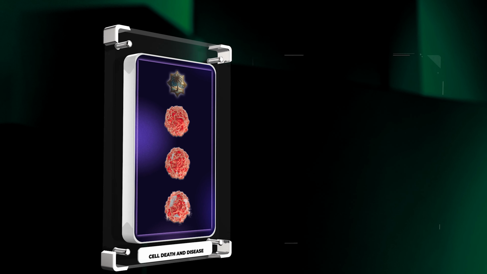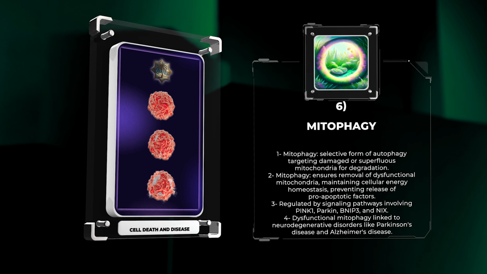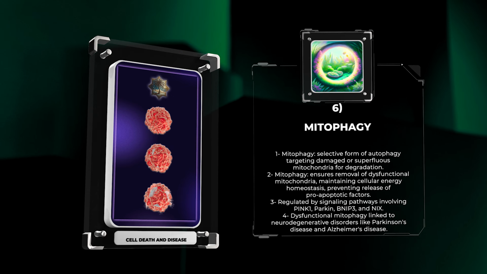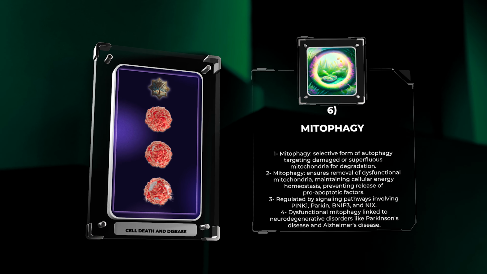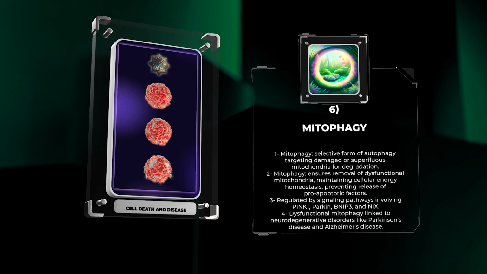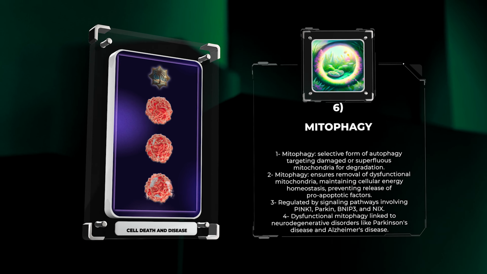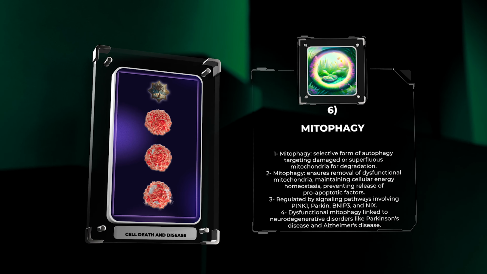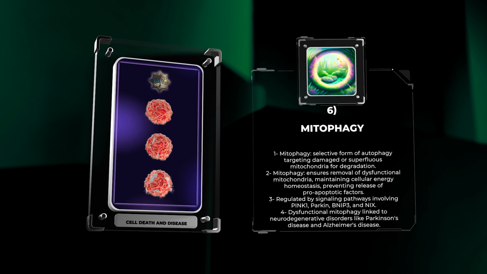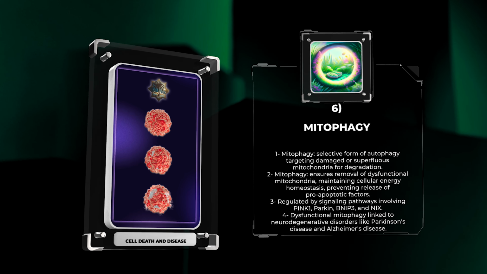Mitophagy, a selective form of autophagy, targets damaged or superfluous mitochondria for degradation. This process ensures the removal of dysfunctional mitochondria, maintaining cellular energy homeostasis, and preventing the release of pro-apoptotic factors. Mitophagy is regulated by a complex interplay between various signaling pathways involving PTEN-induced kinase 1, PINK1, Parkin, NIP3, and NIX. Dysfunctional mitophagy has been linked to several human diseases, including neurodegenerative disorders like Parkinson's disease and Alzheimer's disease.